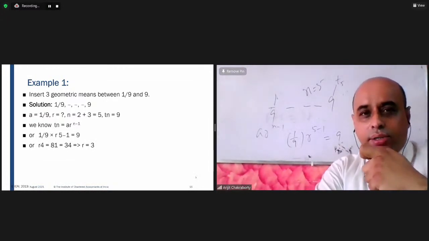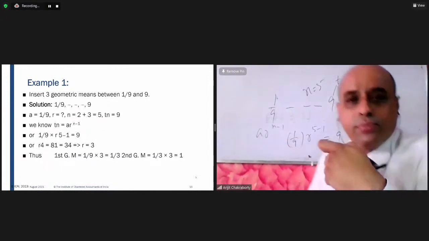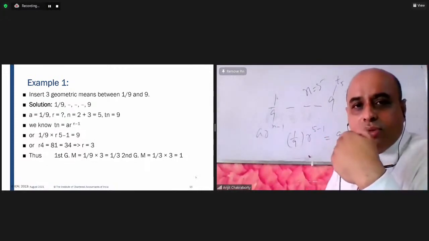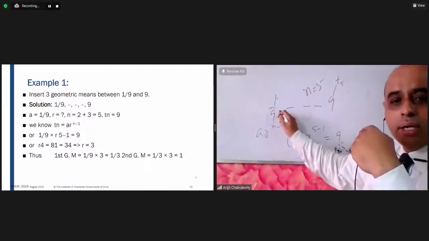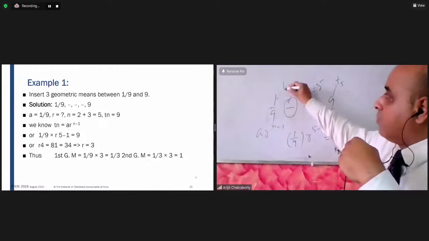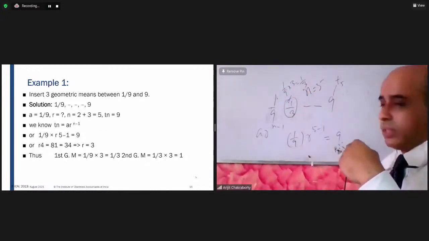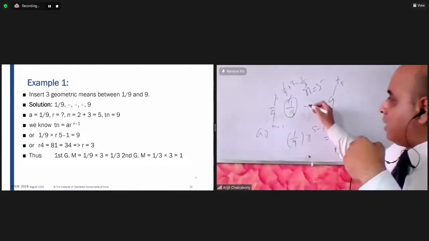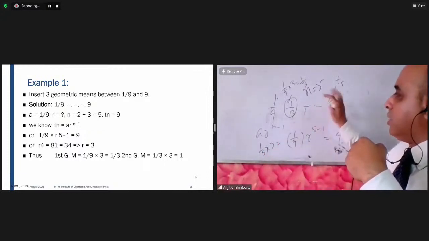So if r is coming to 3, then definitely we can get the 3 geometric means here, which we need to find out. So the first GM will be how much? First term is 1 by 9. The common ratio is 3. So therefore, this number will become 1 by 9 into 3, that is 1 by 3. So I put 1 by 3 here. The second number will be 1 by 3 into 3, which becomes 1. So I put 1 here.